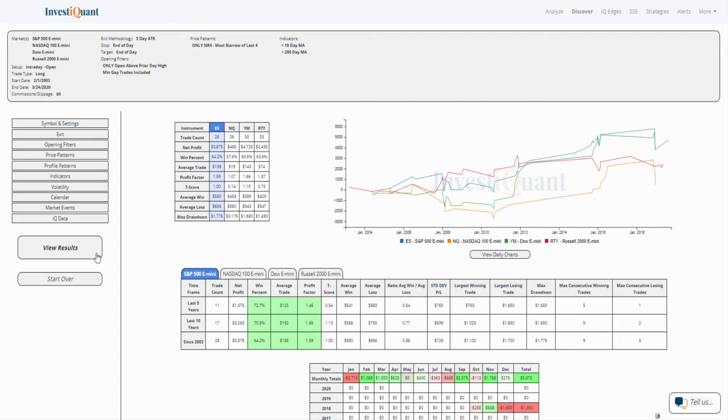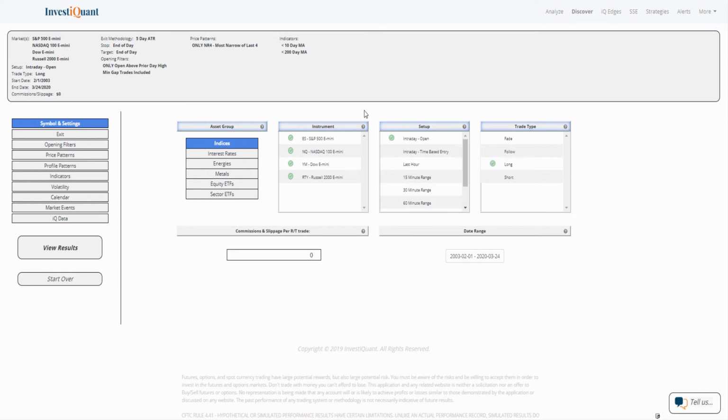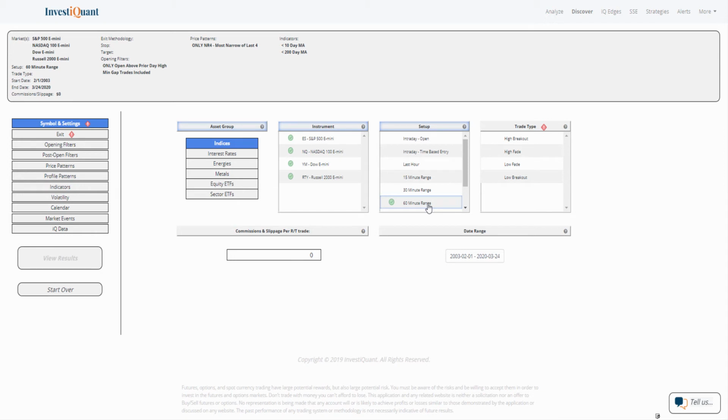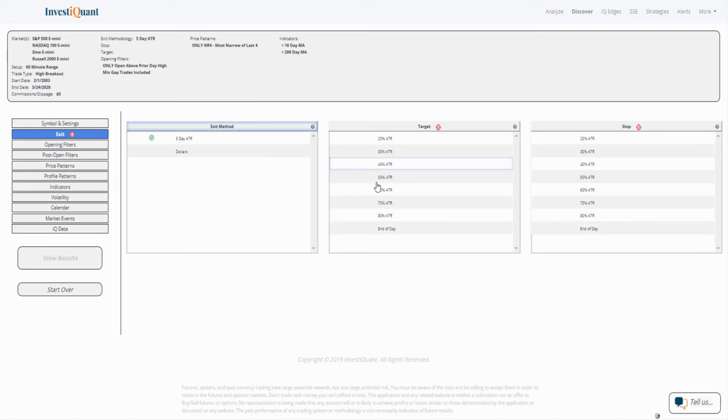Now, one thing that I wanted to show you guys, which is a little bit of a different variation of this pattern, is the high breakout on the 60-minute opening range. So if I come in here, symbol and settings, click 60-minute range, trade type, high breakout. Let me go ahead and add the end of day exits to this again. That's what we were looking at earlier. So that is an exit at 4:15 p.m. Eastern time. And click View Results.